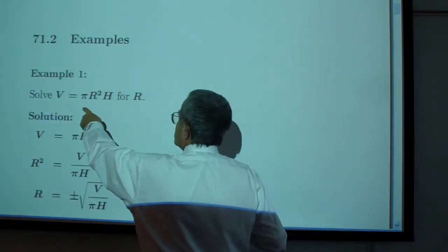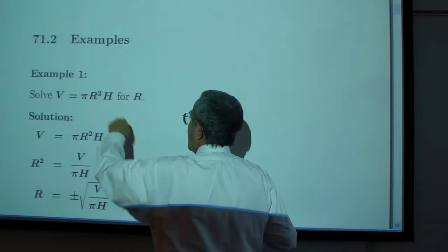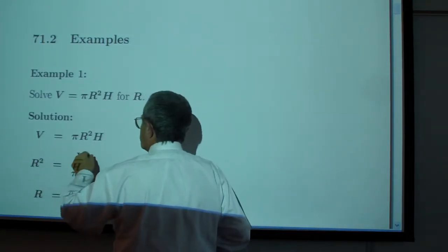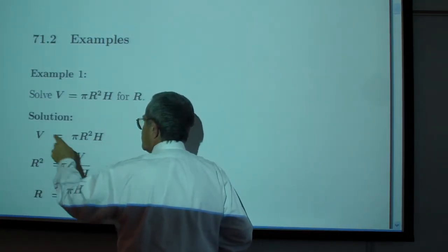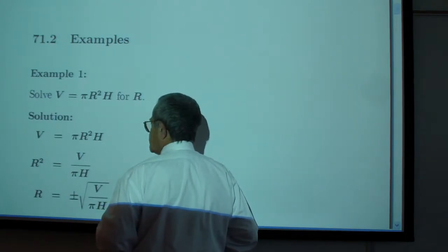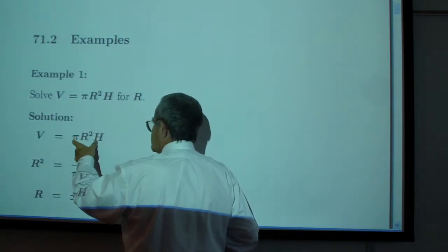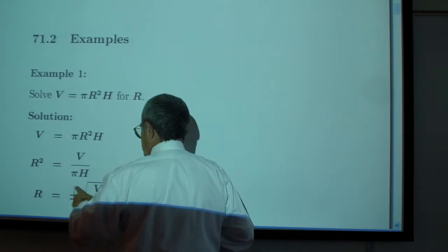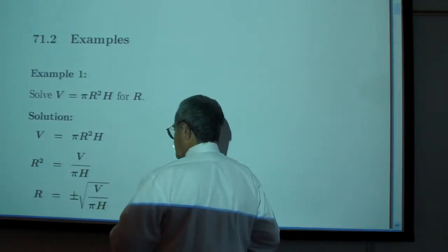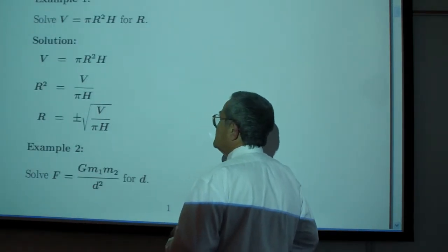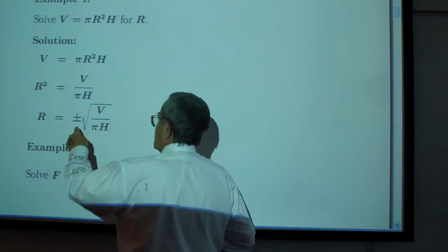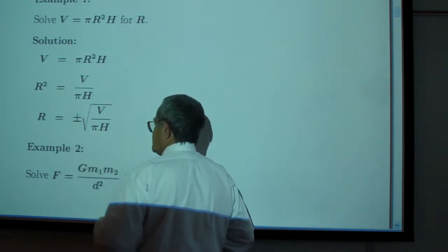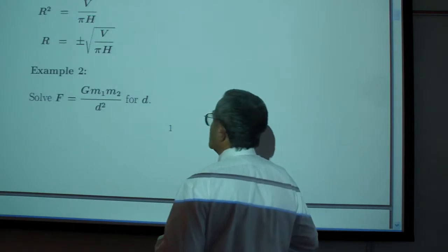If v is pi r squared h, solve for r. Well, first, h is treated as a constant, v is treated as a constant. So we divide by the constant, pi h, and then we take the square root. And then, if r is radius, obviously it cannot be negative, so we reject that solution.